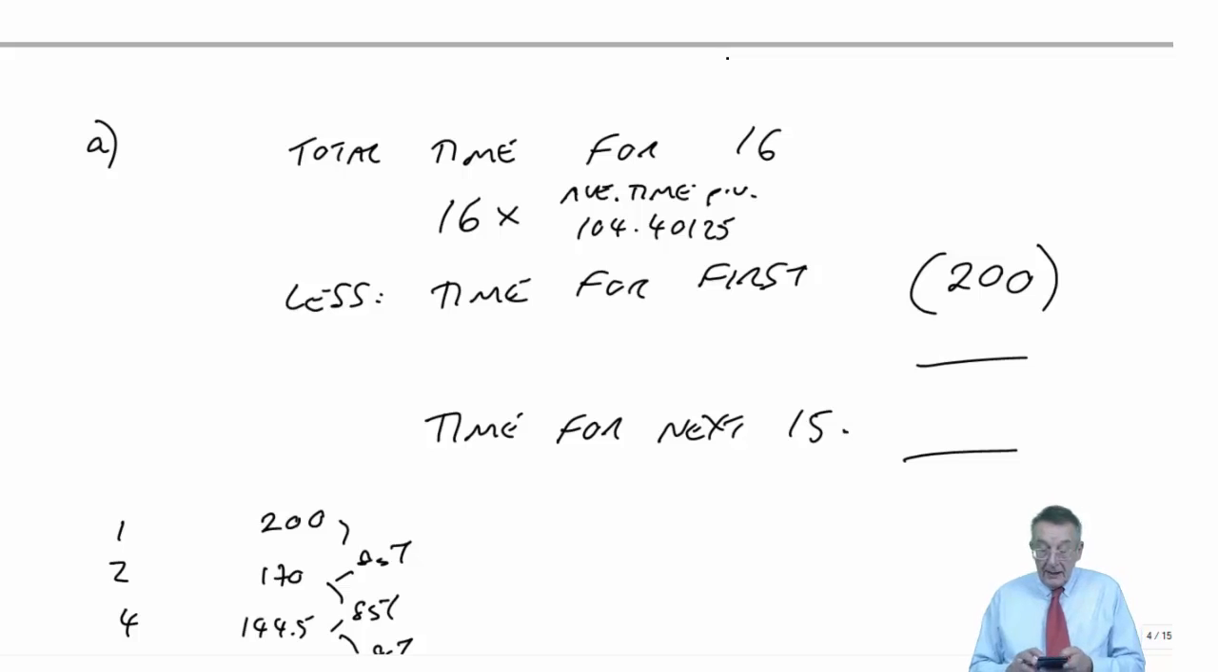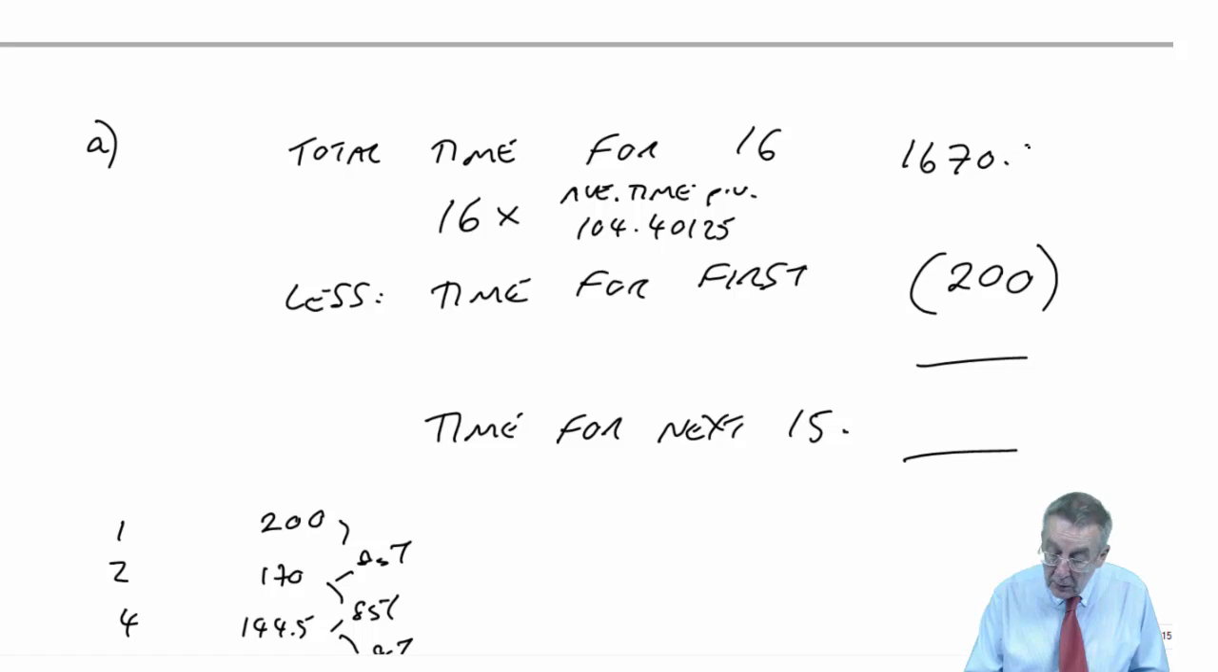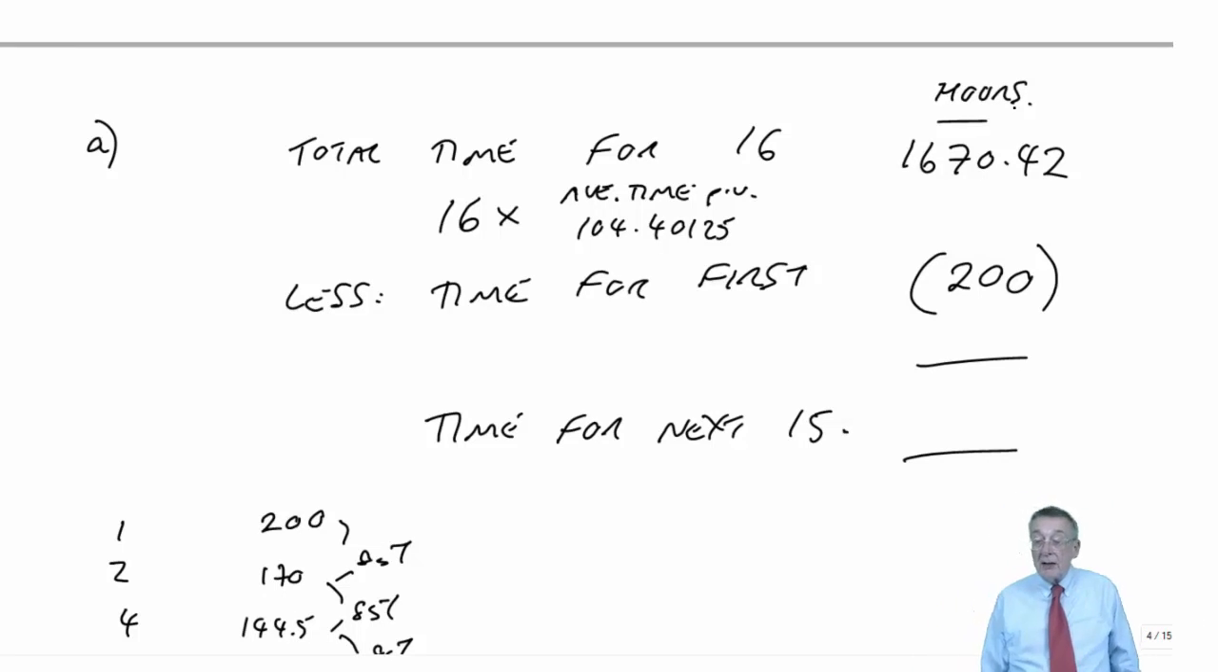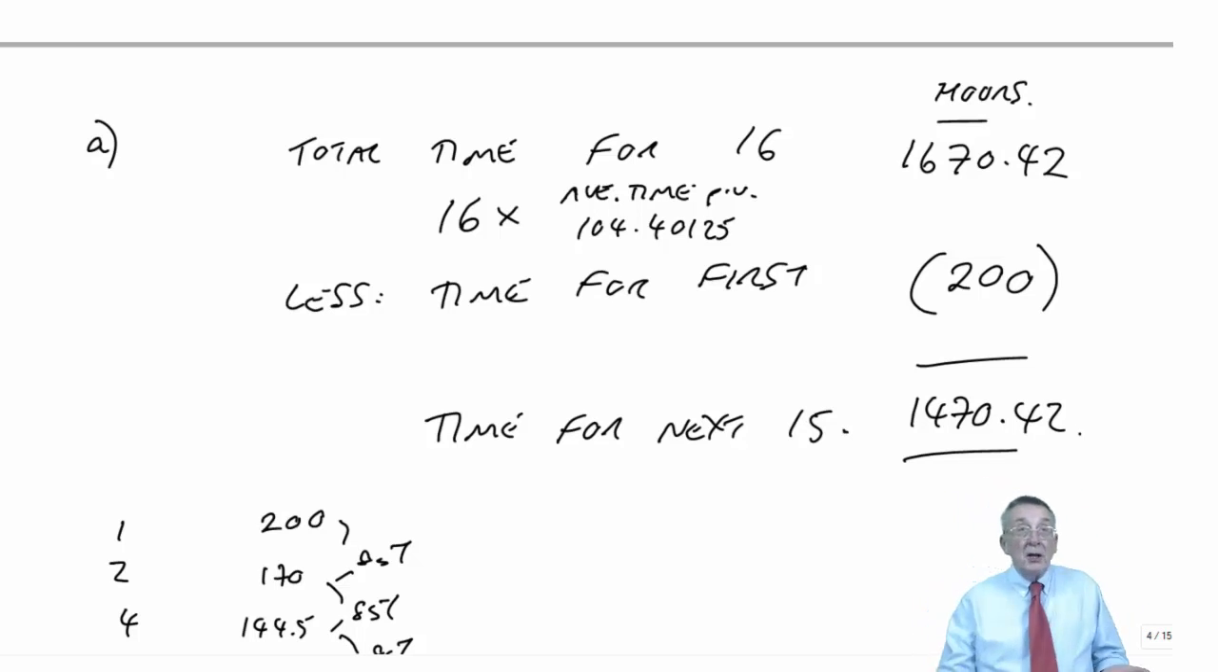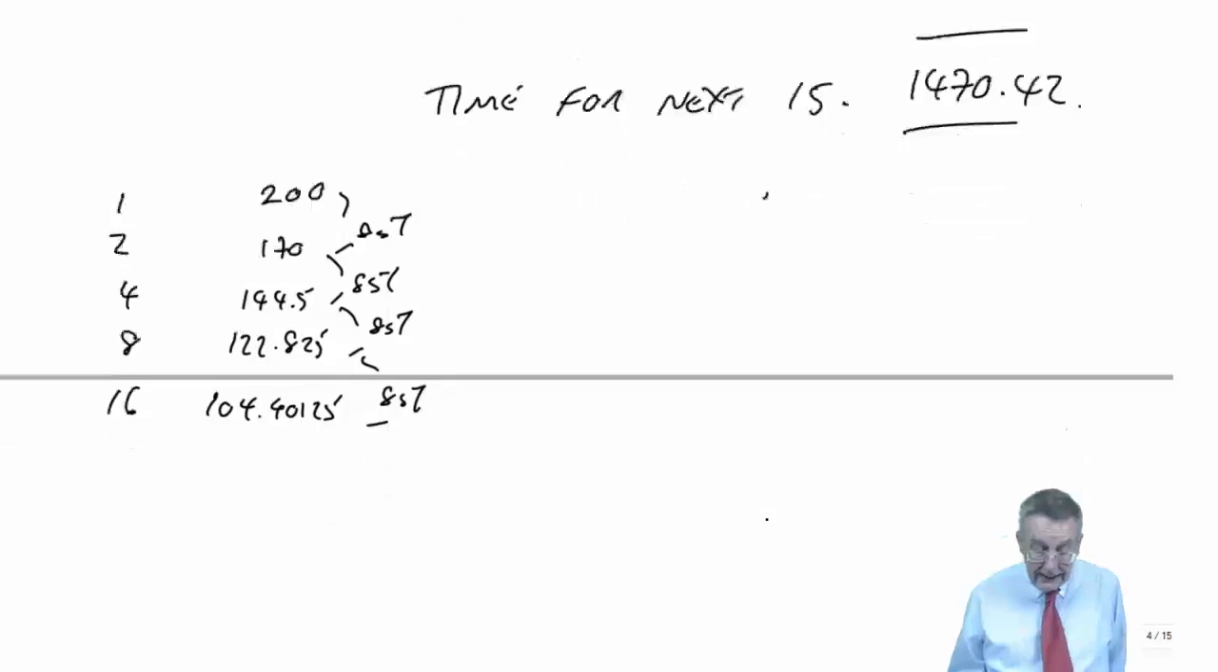And so the total time, 16 times the average, is 1670.42 hours. And now, just like the previous example, we've got it. First one is 200, the first 16 is 1670. The time, therefore, for those next 15 is the difference of 1470.42. So, although I mentioned the formula, for part A, we didn't need it. However, look at part B.